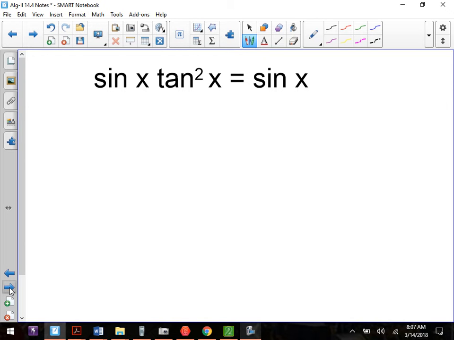So what this means is sine of x times the tangent squared of x equals sine of x. Okay. When they put these together like that, they do not put the little dot to show multiplication. They just put them next to each other. Now, think about what you would do normally if you had to solve an equation. A lot of times when you see squared things, that meant you had to get one side equal to what? 0.